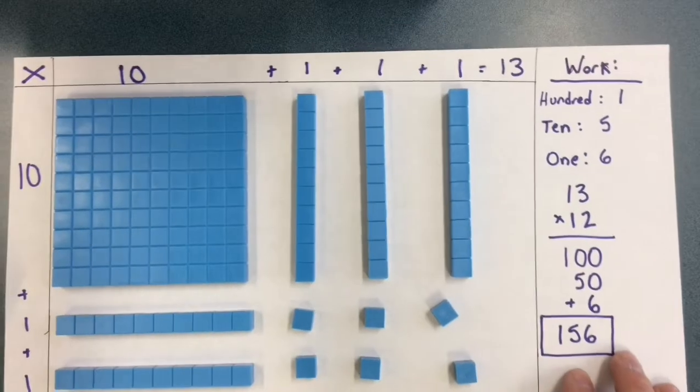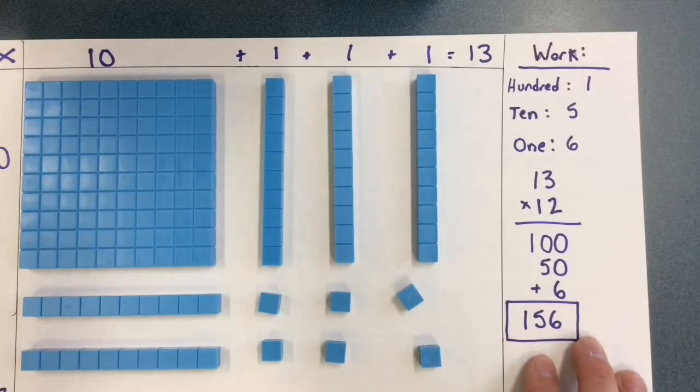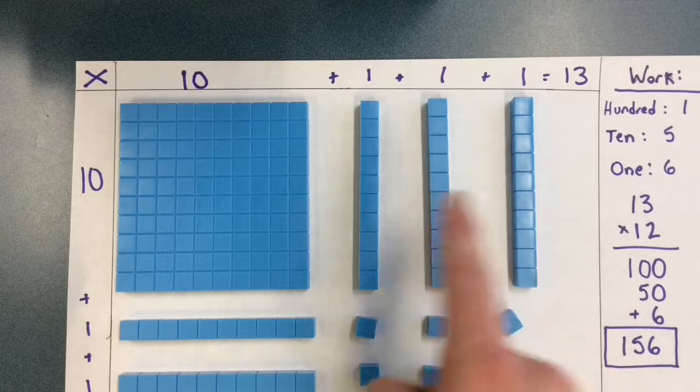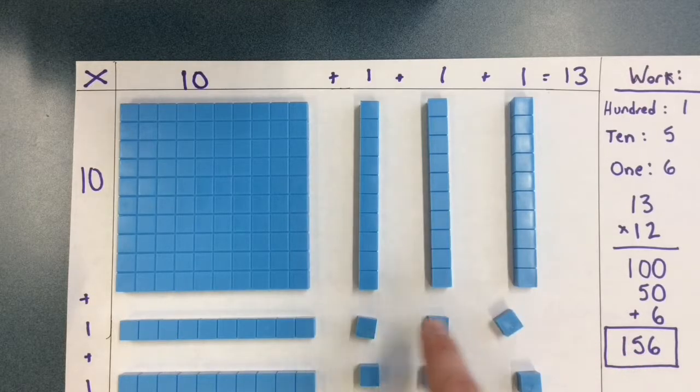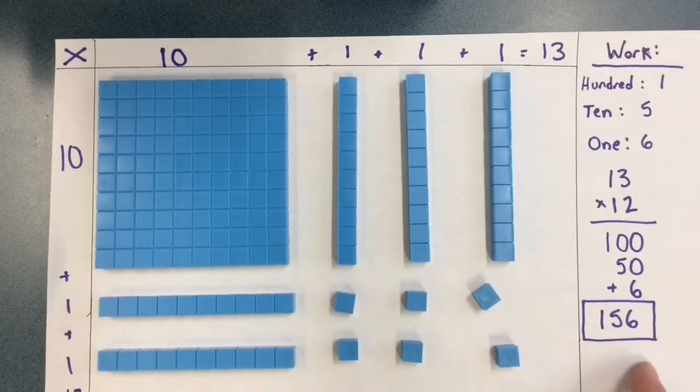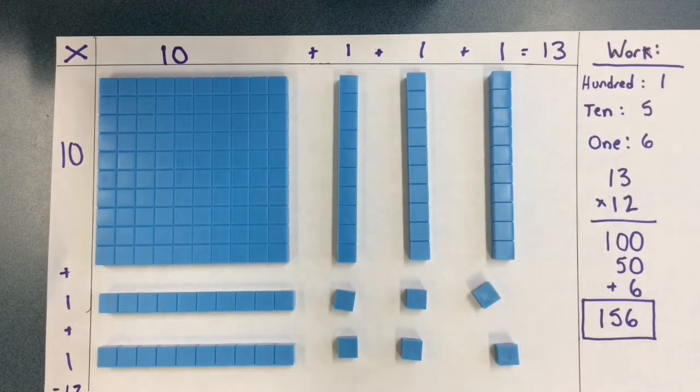Adding those up, giving us a total of 156, shown here with 100, 10, 20, 30, 40, 50, 150, and 156. So there you go. There is a video showing base 10 blocks with numbers of two digits in multiplication.